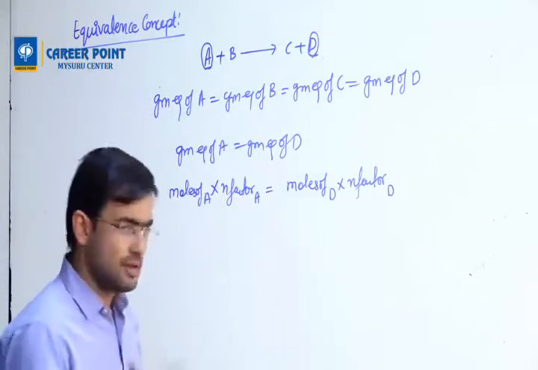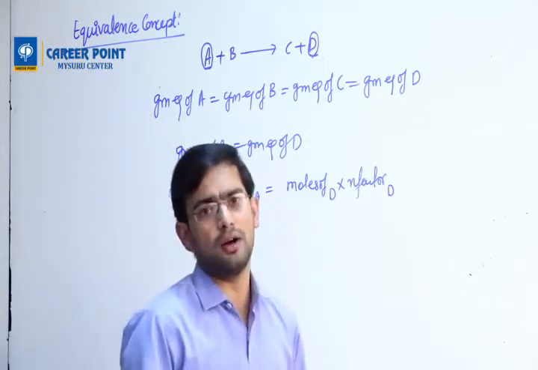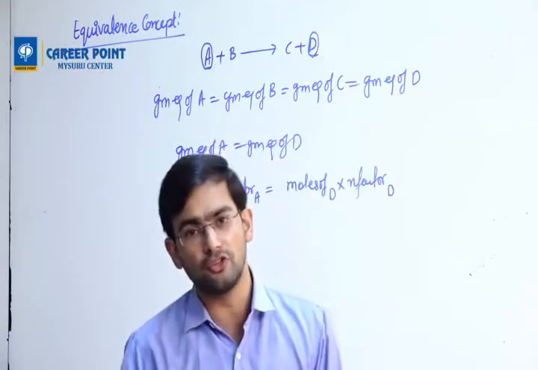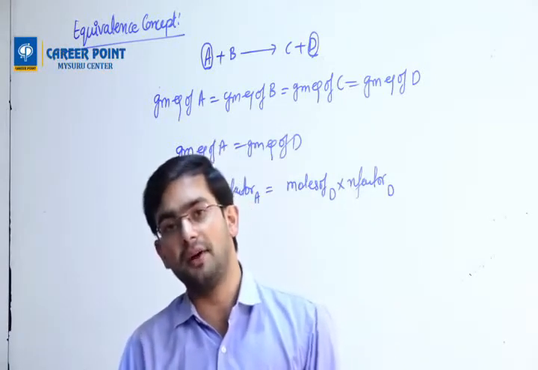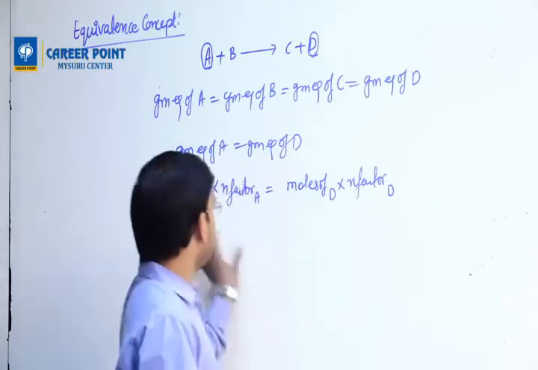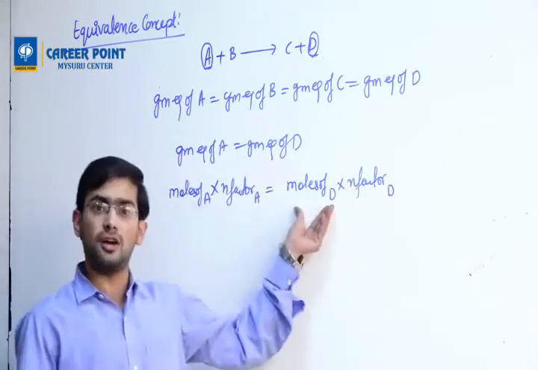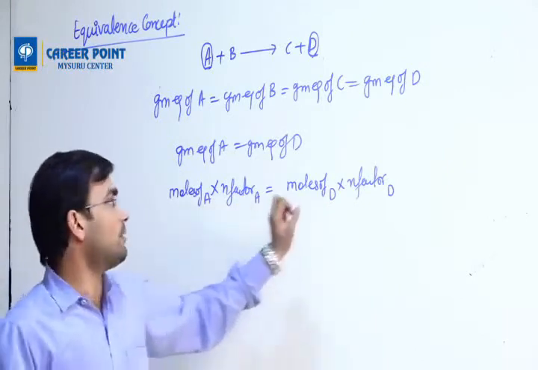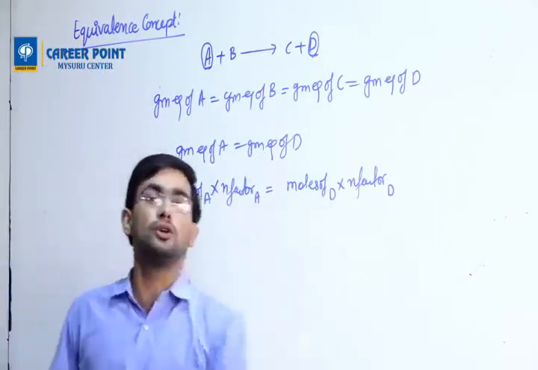How do I find moles? There are three formulas: given mass divided by molar mass, number of molecules divided by 6.023 × 10^23, and volume of gas at STP divided by 22.4 liters. Moles I know, the same formula, I will not repeat it. So same formula of moles, but then what about n factor? N factor I also told you.